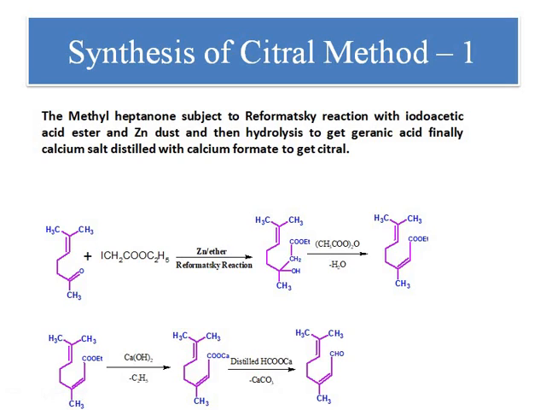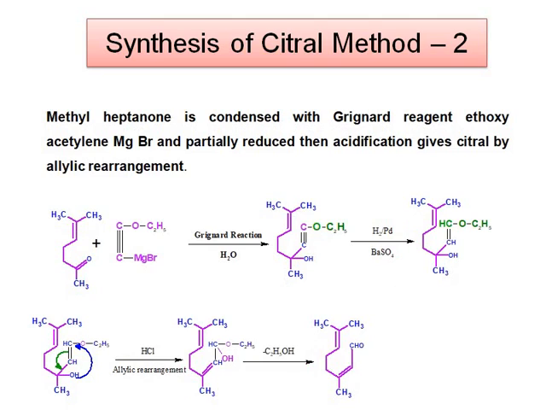This is the first method we can synthesize citral by using the heptanone. In the second method, we prepare citral like this: methylheptanone is condensed with Grignard reagent, as like this is a Grignard. These Grignard reagents, ethoxyacetylene magnesium bromide. This carries negative charge, right?